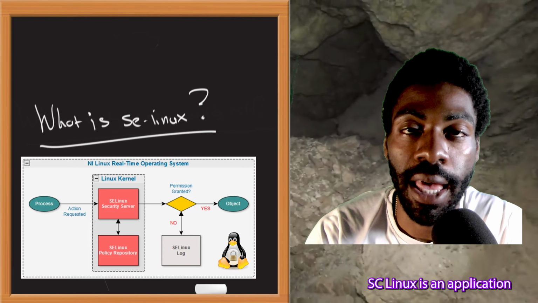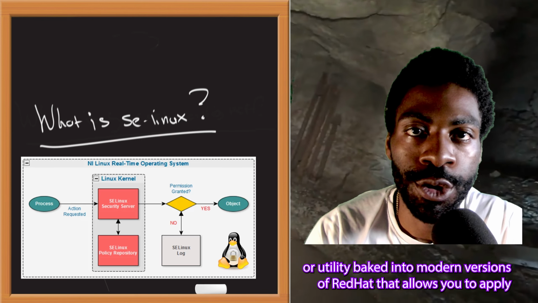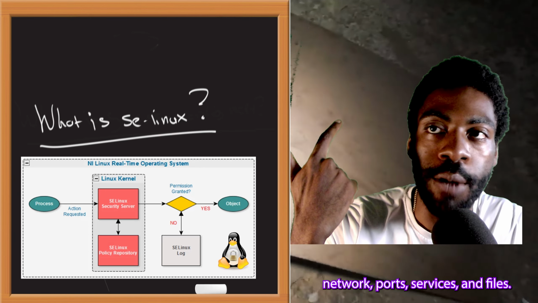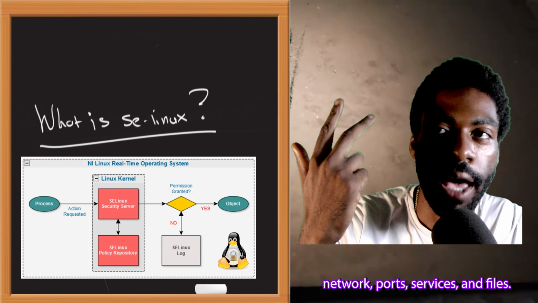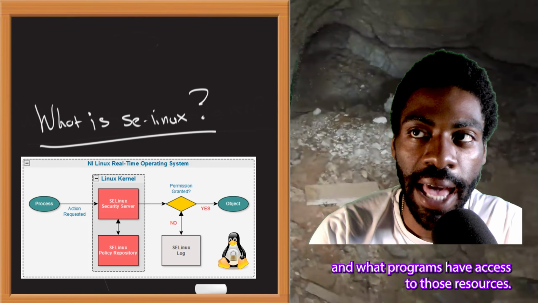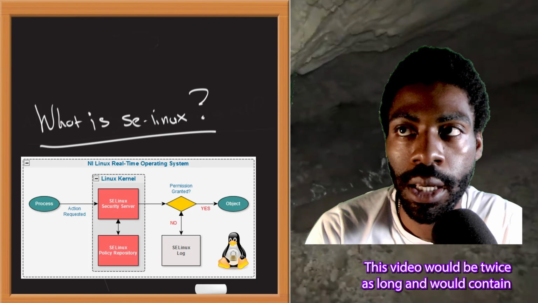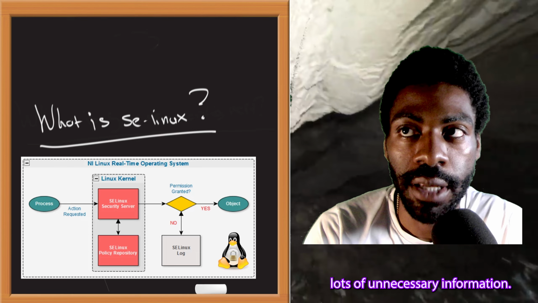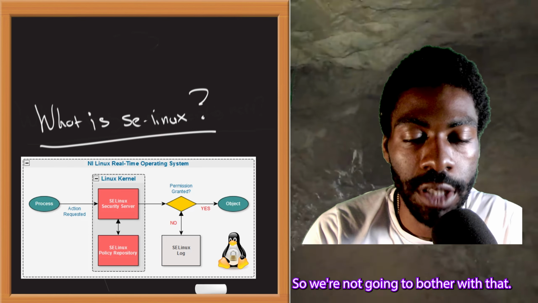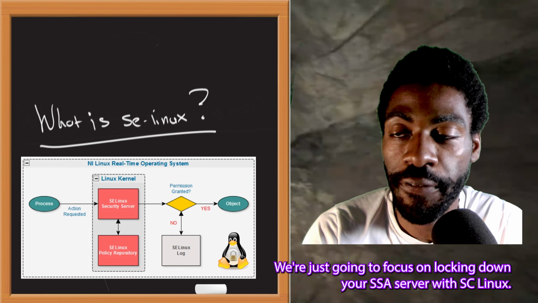SELinux is an application or utility baked into modern versions of Red Hat that allows you to apply security policies to applications, network ports, services, and files. It lets you define who and what programs have access to those resources. This video would be twice as long and would contain lots of unnecessary information if I included all the details about what SELinux can and is used for. So we're not going to bother with that. We're just going to focus on locking down your SSH server with SELinux.